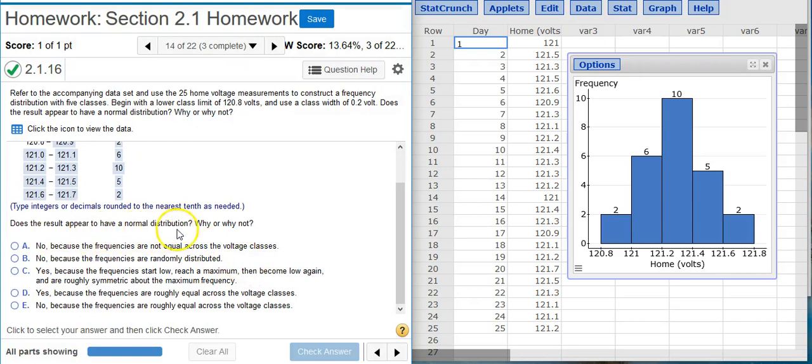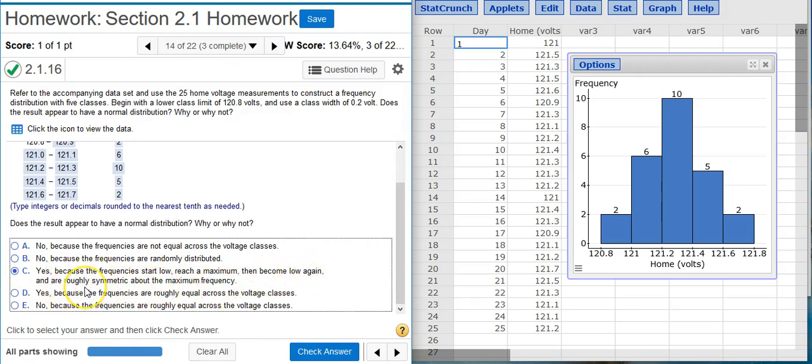Does the result appear to have a normal distribution? Why or why not? Well, looking back here at my graph in StatCrunch, I can see that the approximate pattern for a normal distribution is for the values to start low, come up to a high point in about the middle of the range, and then come back down to a low value again. That's the pattern that we see here, and so therefore I'm going to say yes. The frequencies start low, reach a maximum, then become low again, and are roughly symmetric about the maximum frequency.